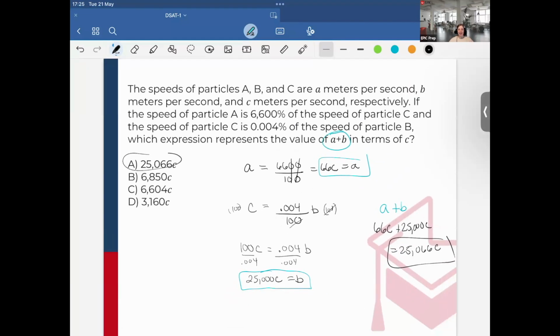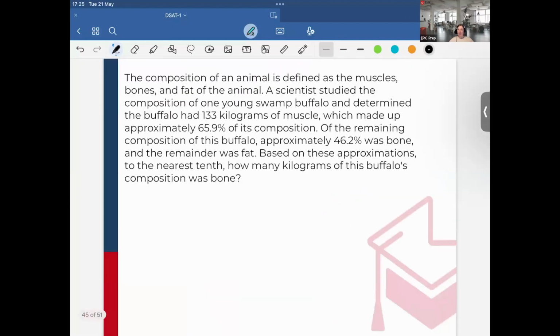Okay, and let's look at one more percent problem. The composition of an animal is defined as the muscles, bones, and fat of the animal. A scientist studied the composition of one young swamp buffalo and determined the buffalo had 133 kilograms of muscle, which made up approximately 65.9% of its composition. Of the remaining composition of this buffalo, approximately 46.2% was bone, and the remainder was fat. Based on these approximations to the nearest tenth, how many kilograms of this buffalo's composition was bone?